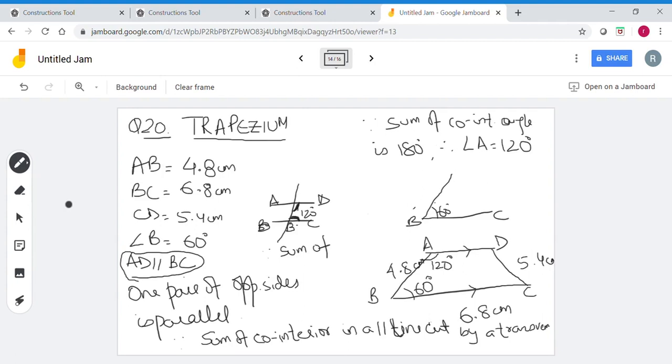Well, I know that A is 4.8 centimeters away, so I'll cut it from B. This will be A, 4.8 centimeters. I know that angle A is 120 degrees, so here I'll make an angle of 120 degrees, something like this. And now I know that D is 5.4 centimeters away, so from here I'll cut 5.4 centimeters and this will give me D. Now let's do the construction.